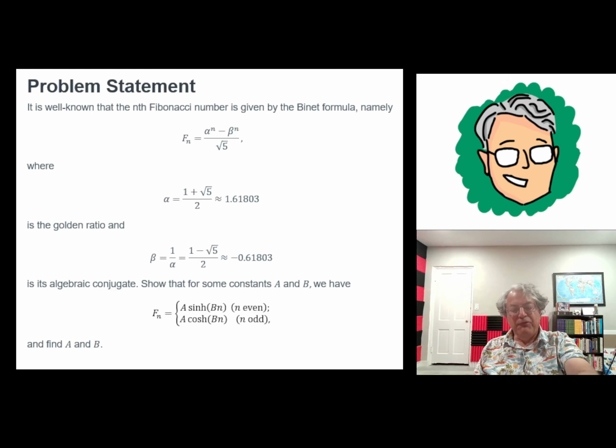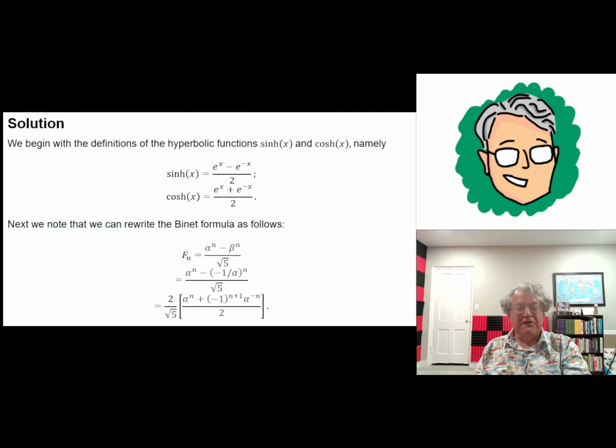So anyway, this is a pretty straightforward problem, I think. It's just a matter of crunching out the formulas. So we start with these representations of hyperbolic sine and hyperbolic cosine. These are very well known. As a matter of fact, this is the way they're usually defined. So we say the hyperbolic sine of x is equal to e to the x minus e to the minus x all over 2. And similarly, the hyperbolic cosine is e to the x plus e to the minus x over 2.